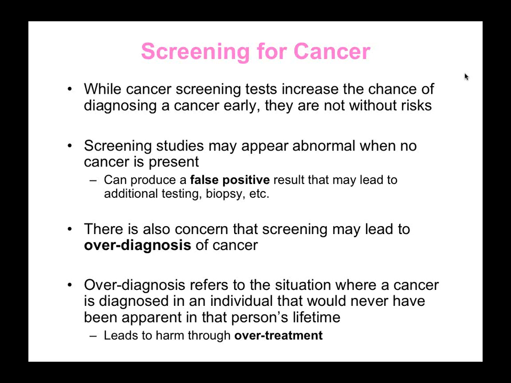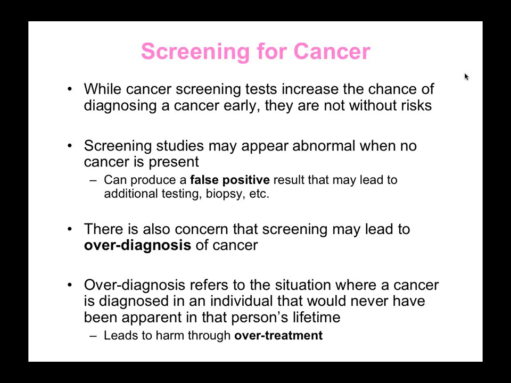And so overdiagnosis is a situation where a cancer is diagnosed in an individual that would have never been apparent in that person's lifetime. Meaning that they would have died with that cancer in their body, never having known of its existence. But on the other hand, if you diagnose it, then that potentially is actually leading to harm in that patient because treatments are then offered, and again, there's concern about harms through overtreatment.